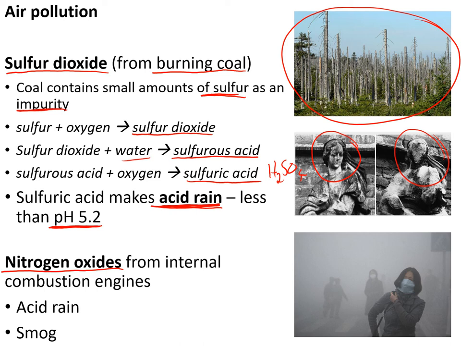Now, nitrogen oxides come from the high temperatures inside internal combustion engines. That's your normal car and van engines. Now, the nitrogen oxides can also produce acid rain, and they can produce this thing, smog. This is the kind of air pollution you often see on TV, that kind of horrible cloudy nastiness that you see in big cities too often. And that causes serious health problems to those that are living there.